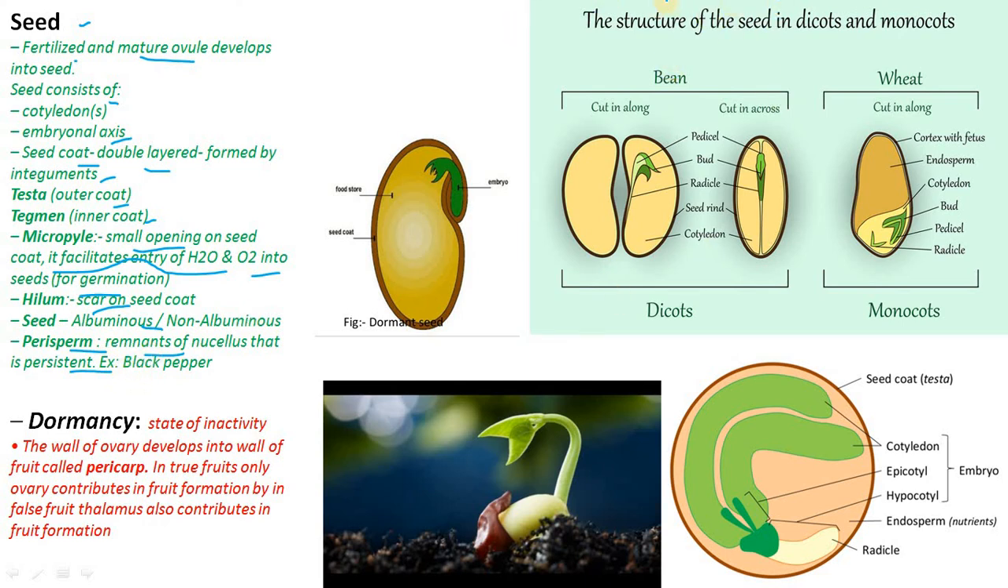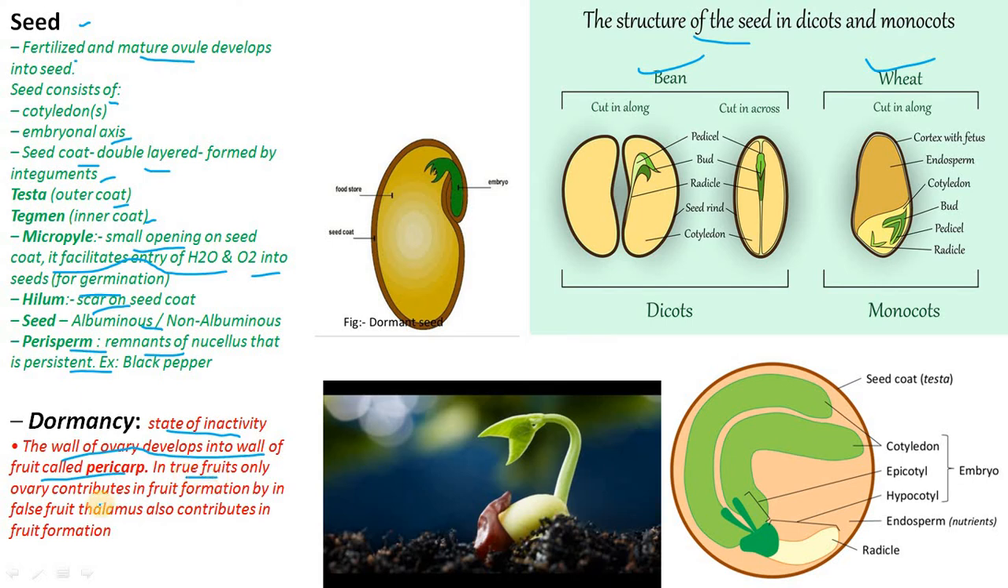Here is the structure of the seeds in the dicots and monocots, the bean and the wheat. Bean is a dicot plant and wheat is a monocot plant. It is a dormant seed. And what is a dormant seed? The state of inactivity. The wall of the ovary develops into the wall of the fruit called the pericarp.